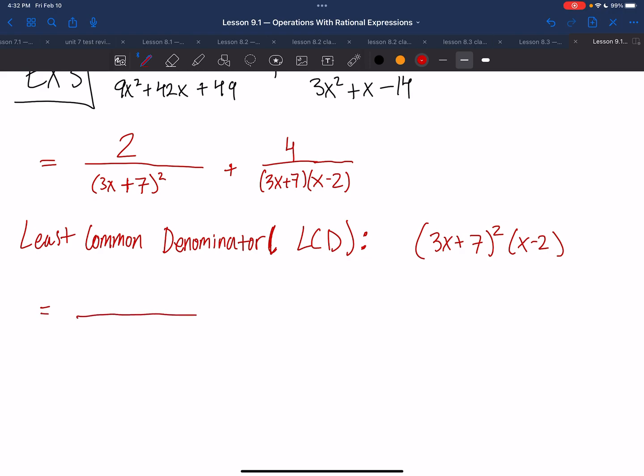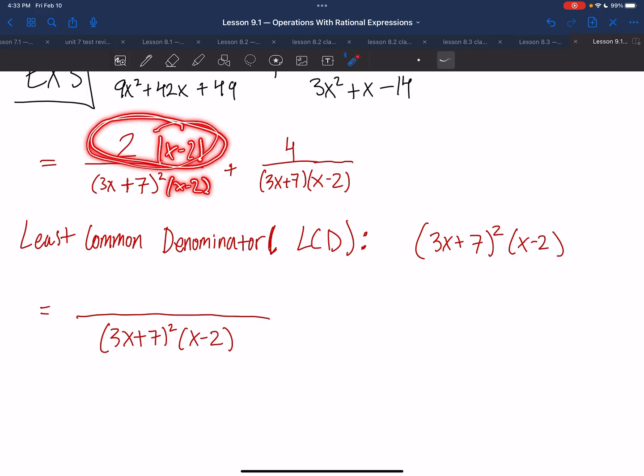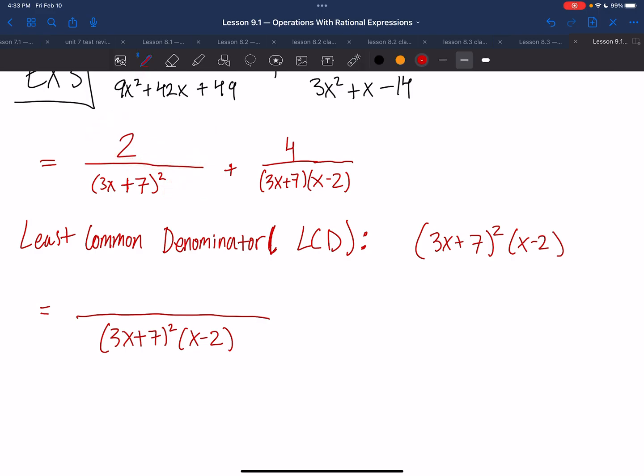So that's what my least common denominator is going to be. I know that the fraction overall is going to have a denominator (3x+7) squared times (x-2). And now it's just a matter of multiplying the numerators to match that. So for this numerator, if I want to make this denominator the LCD, I need to multiply by that chunk, which is x-2, on top and bottom. So what's going to be in my numerator is 2 times (x-2), plus, and then the same exact idea, here's 4.